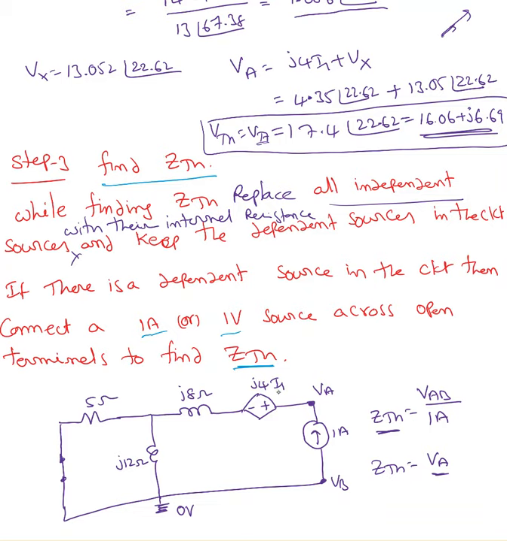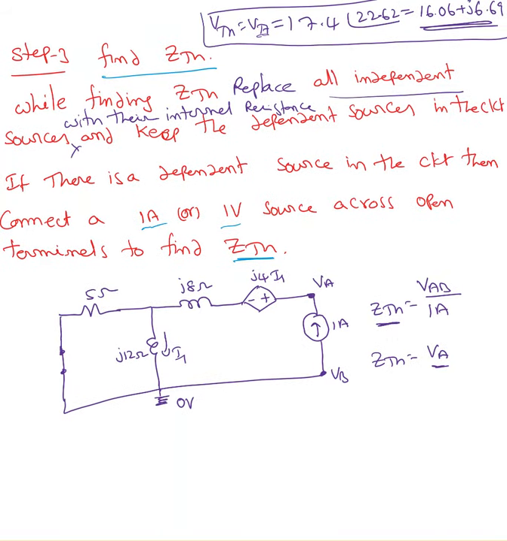And here you have J4 I1. Make sure that I1 is the current passing through this. That is I1. Now you can use KVL, KCL, mesh analysis, and nodal analysis to find VA.